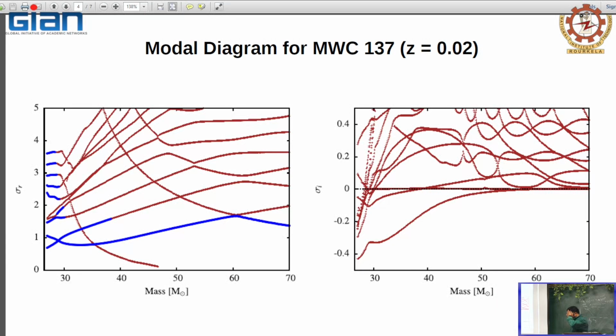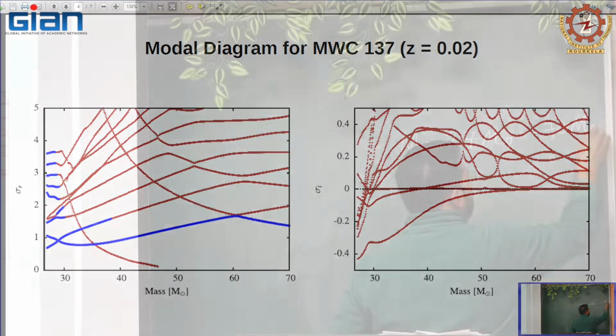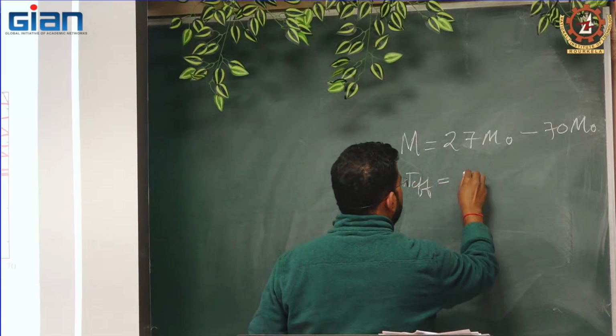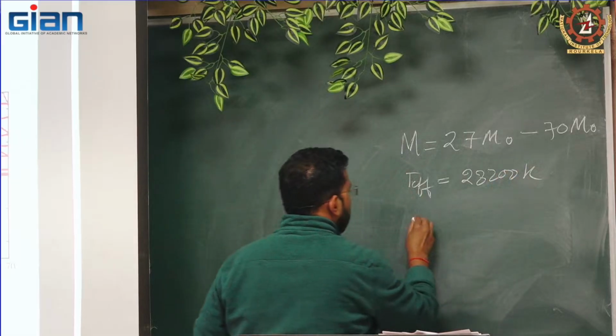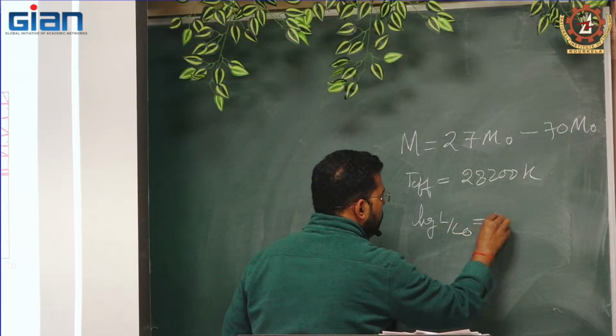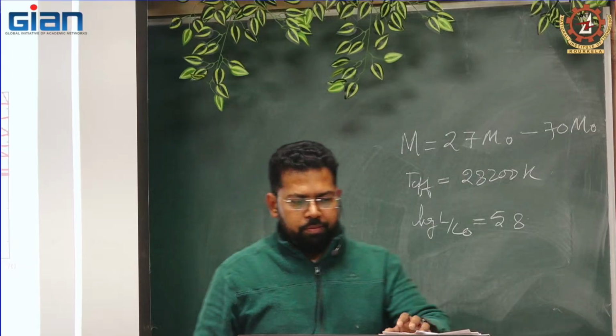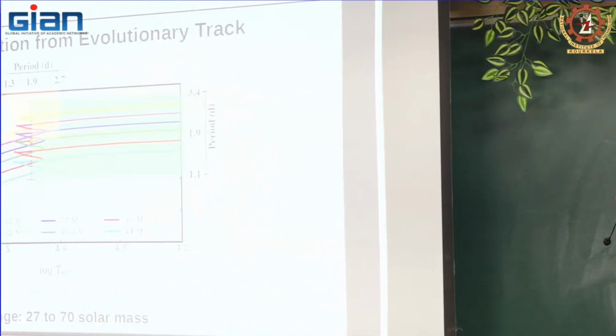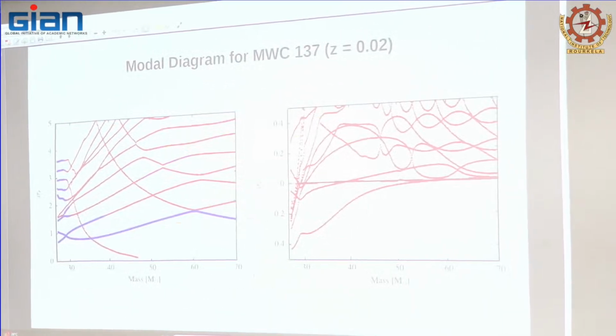Now, in this diagram, you have a range of mass and you already have parameters. Mass, you have already mentioned here, 27 solar mass to 70 solar mass, right? And you have the effective temperature, which was 28 thousand Kelvin, and the luminosity was 5.8. Right? You can verify by going back. 5.8, more precisely. Yes.